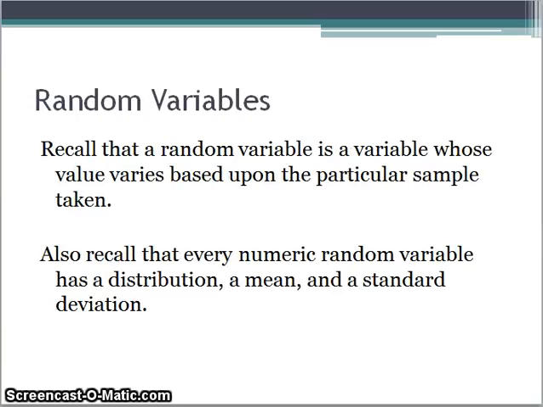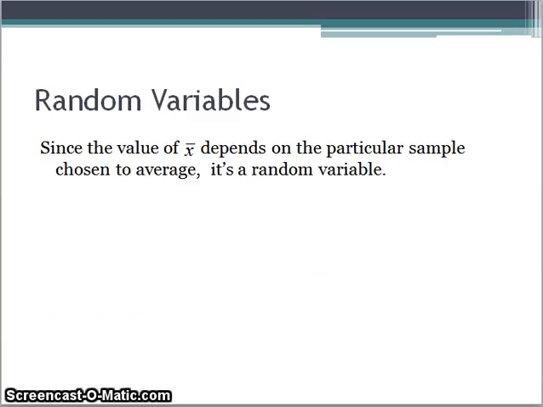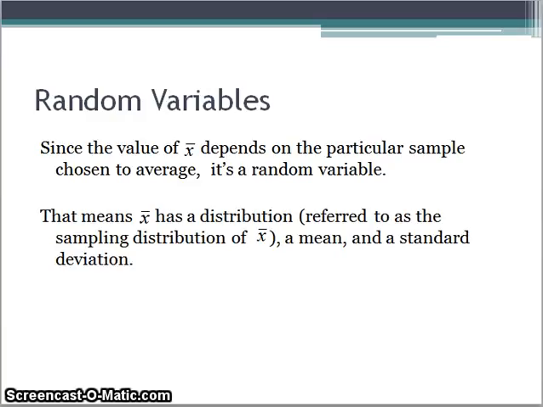So if you remember, we talked about random variables before. And we said that a random variable is a variable whose value changes based on the particular sample we take. Every random variable has a distribution, a mean, and a standard deviation. Now remember that x bar depends on the particular sample we take. So if we take a different sample, we get a different sample mean. Therefore, it's a random variable. So that means x bar itself has a distribution, and that distribution is called the sampling distribution of x bar. X bar has a mean, and x bar has a standard deviation.